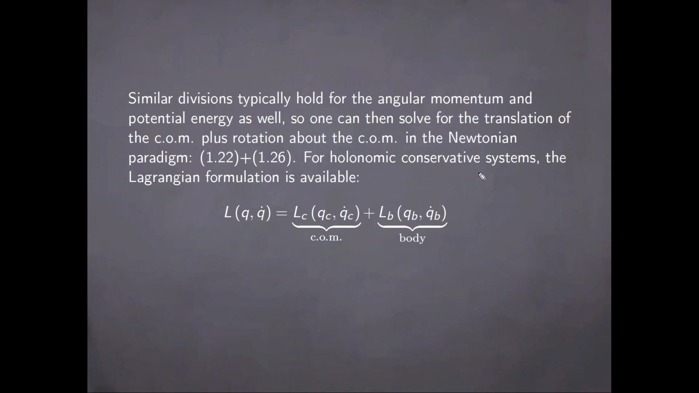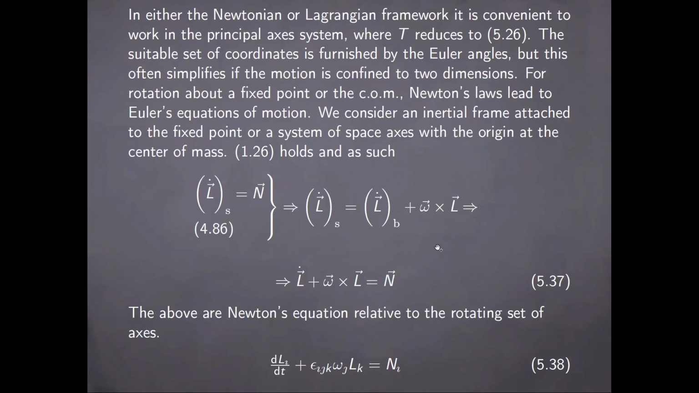For holonomic conservative systems, the Lagrangian formulation is available. And in this particular situation, the Lagrangian also separates into a center of mass term plus a body term, which describes the motion about the center of mass. In either the Newtonian or Lagrangian framework, it is convenient to work in the principal axis system, where the kinetic energy reduces to the simple form given in equation 526.